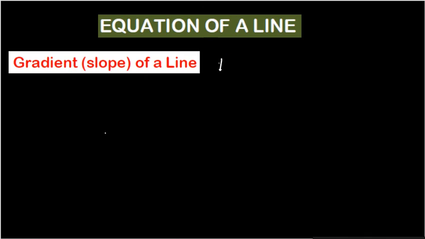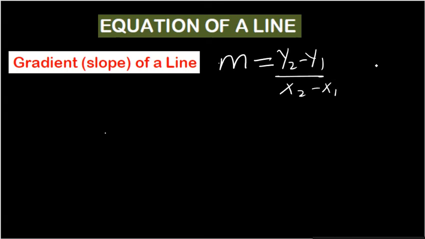Okay, so slope of a line is represented by the letter M, which will be found by y2 minus y1 over x2 minus x1. This is the slope of a line or gradient of the line. Normally, we can say it is change in y over change in x.